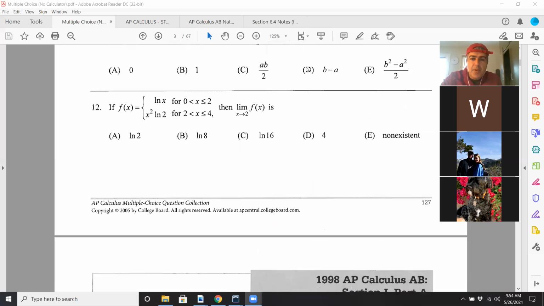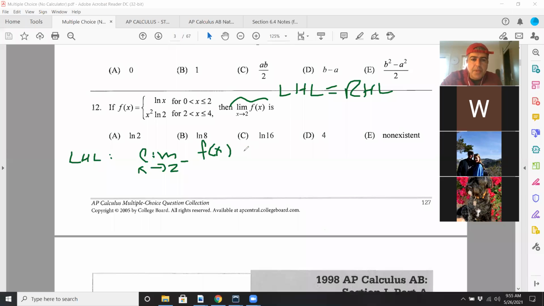Now here we're going to have to know, this goes back all the way to August, knowing left and right hand limits. You need the left hand limit to equal the right hand limit for this limit to exist. So I'll first do the left hand limit. Notation wise it looks like this, which really just means plug in 2 into ln x. So boom, there we go.